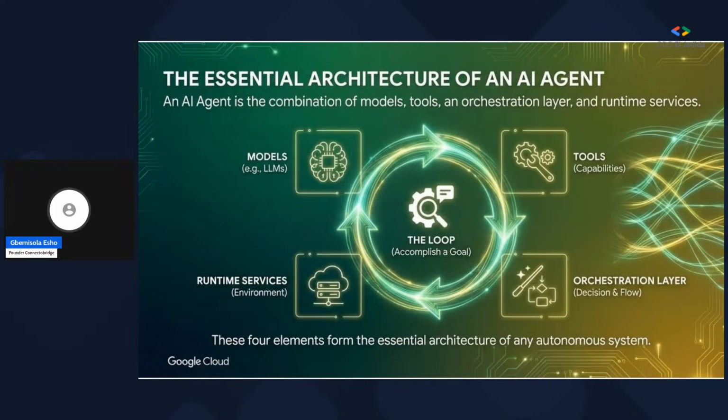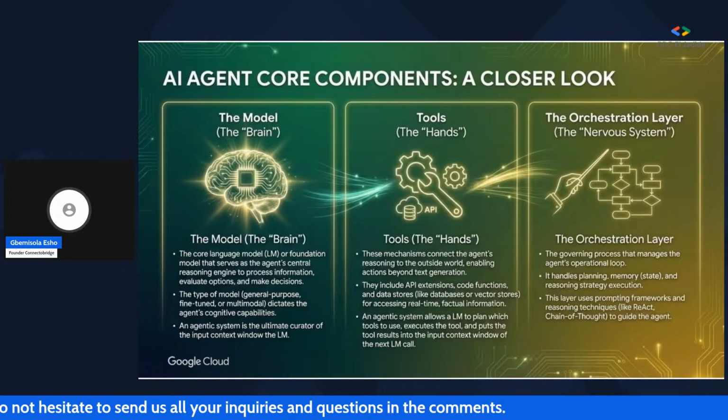You can see in this diagram how everything comes together: the models, that is the LLMs, then the tools, those are the capabilities that it can perform. Then the runtime services, which is the environment. As developers, we're all aware of the environment that software needs before it can function. And then the loop, which is accomplished on the goal. Then we have the orchestration layer, the decision and the flow. These four elements from the essential architecture are found in any autonomous system.